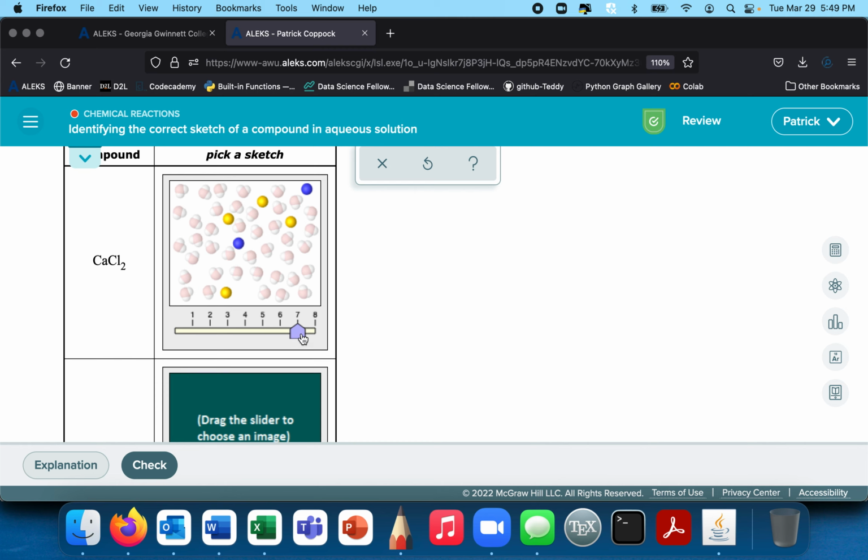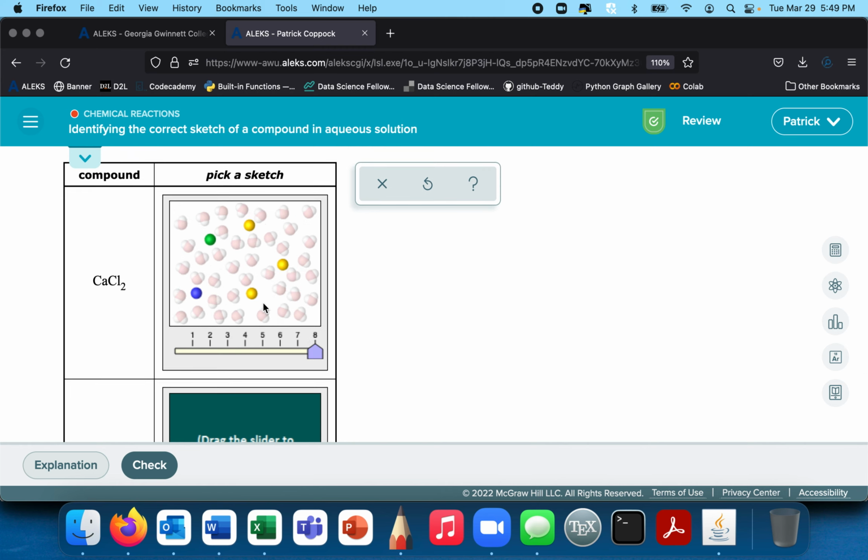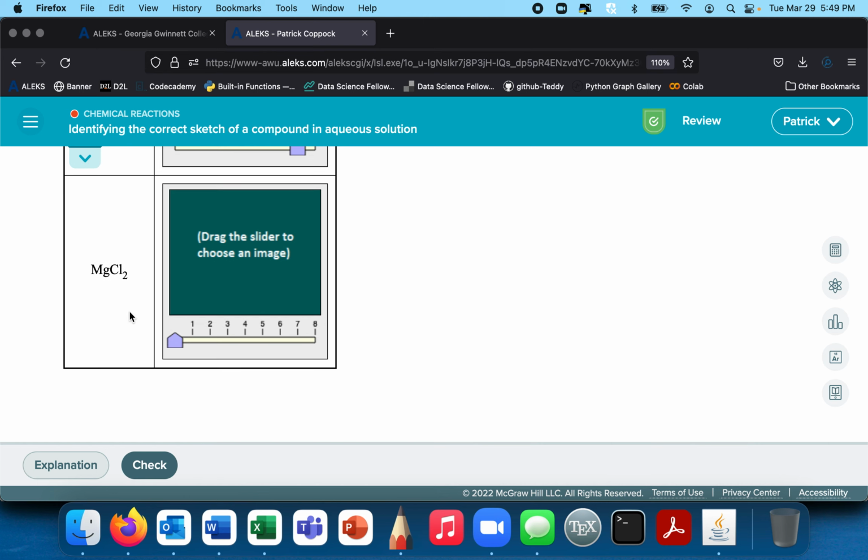So it's definitely that. Let's look and see what's wrong with number 8. Because it can't be 2 of them that are correct. Right, what's green? Where's that come from? We don't know. So this is definitely not right. So it's definitely 7. Let's do magnesium chloride. And oops, this is going to be the same thing, right? Because there's 1 magnesium for every 2 chlorides.